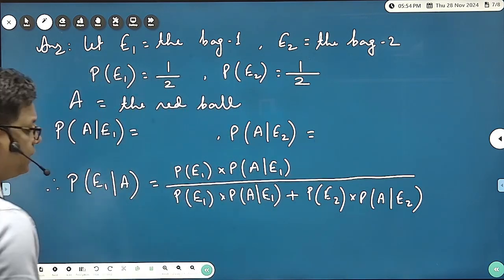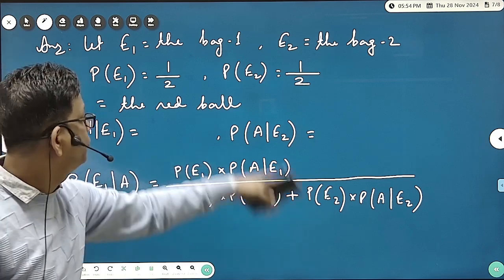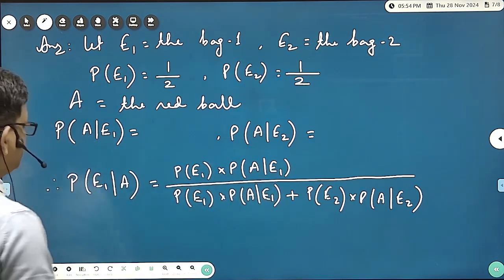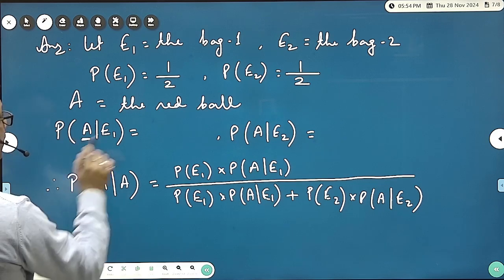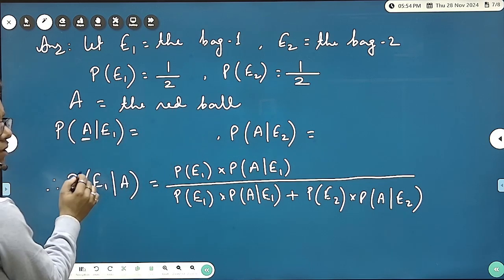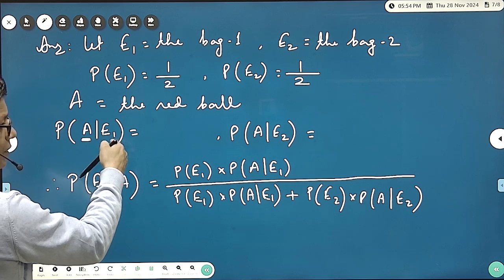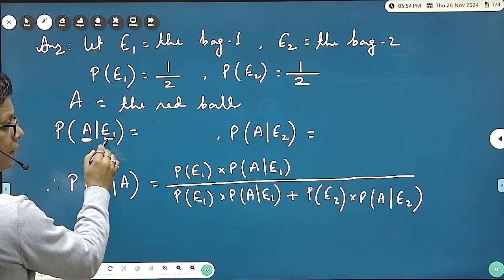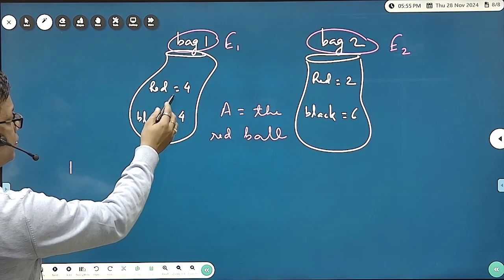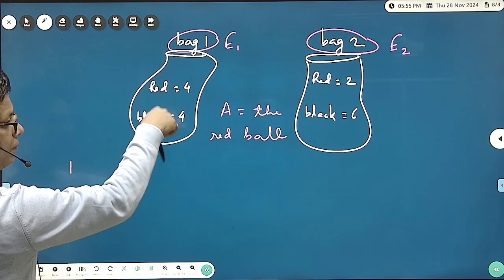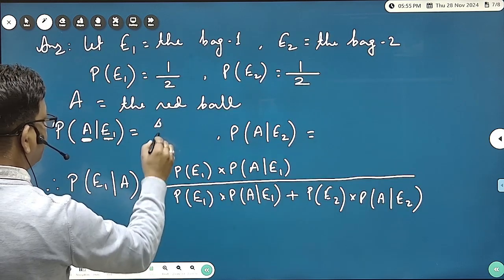Alright. Now, which terms don't you have? We already have P of E1. We can put it. We already have P of E2. We can put it. But you don't have P of A E1. Now, what does this P of A E1 mean? A refers to what? Red ball. A E1 means red balls that were there in bag E1. Are you getting my point? So, in bag E1, that means bag 1, how many red balls were there? 4 out of 8. Write this. So, here we had 4 out of 8.